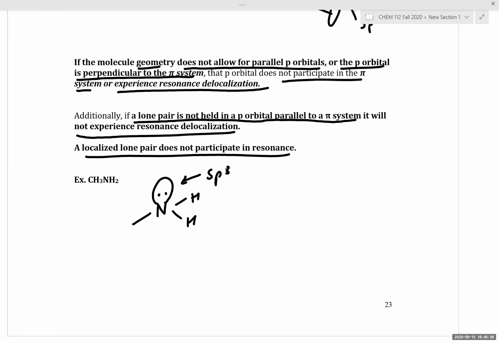Does this idea make sense to everyone so far? Localized versus delocalized? Could you do delocalized one more time?